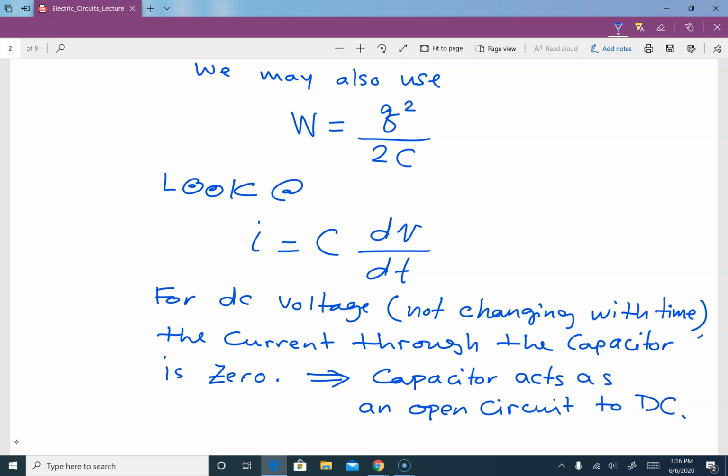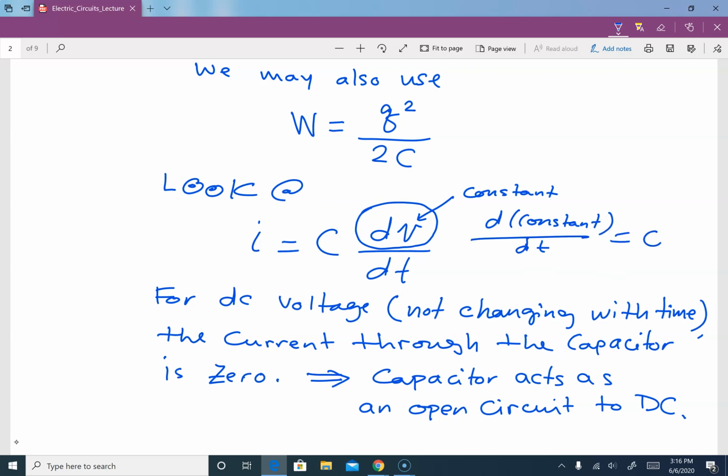Why is that true? Because you look at this here, the dV. Since V is constant, so d of a constant over dt is equal to 0, which means that the whole thing over here, our I is equal to 0. So since the average current passing through a capacitor is zero, that means there is no current flowing, which means that the capacitor is an open circuit in a DC.